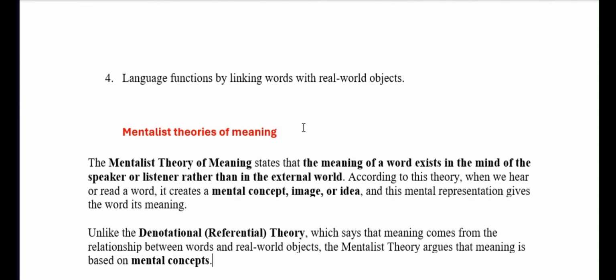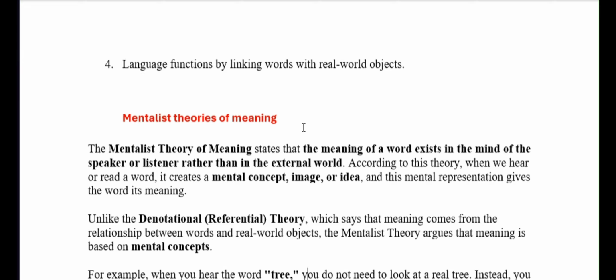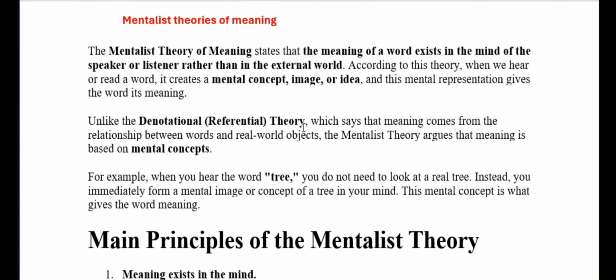Basically, the mentalist theory of meaning states that the meaning of a word exists in the mind of a speaker or listener rather than in the external world. According to this theory, when we hear a word, or when we utter a word, or when we read a word, it creates a mental concept, image, or idea. For example, I am saying angel. There is the mental concept. I have an idea of the angel. That is why I understand the word angel. There is a mental representation of that word in my mind.